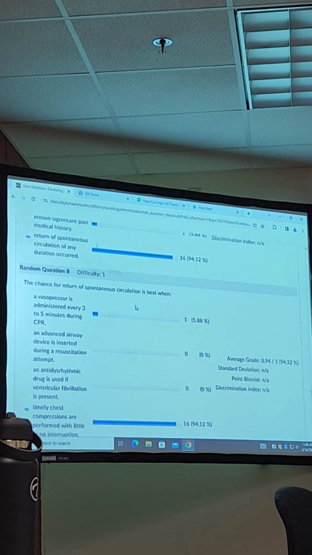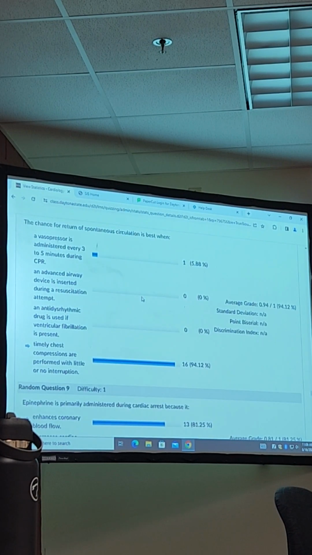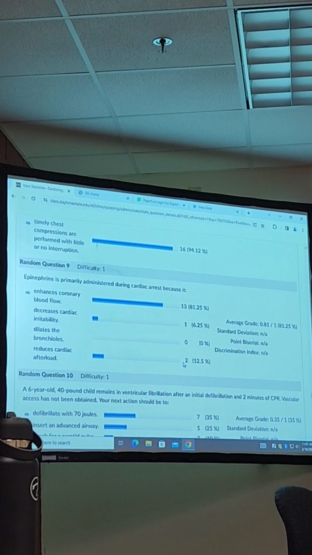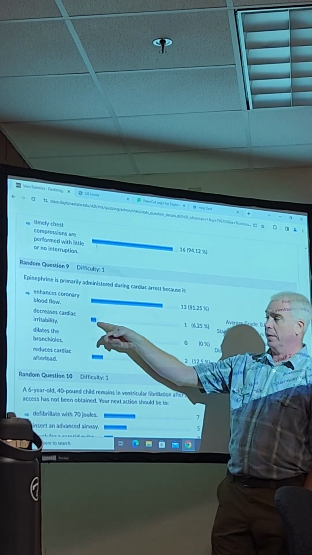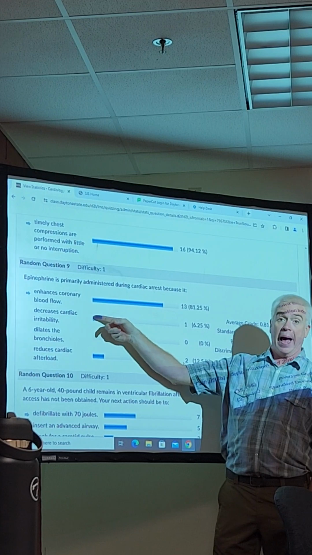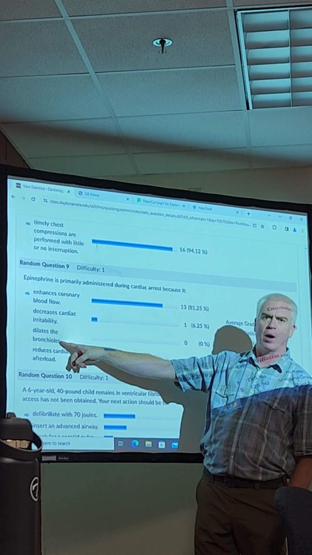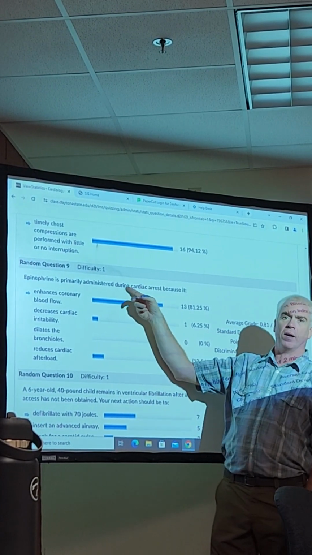The chance of return of spontaneous circulation is best with minimal interruptions to CPR. That's the best thing we can do for our patients. Yes, we do this, but that doesn't make the chance the greatest. The most success comes from high quality CPR. Epi is given because it enhances coronary blood flow. It does not decrease coronary or cardiac irritability. That would be lidocaine, amiodarone, or mag. It does dilate the bronchioles, but that's not why we're giving it in cardiac arrest.